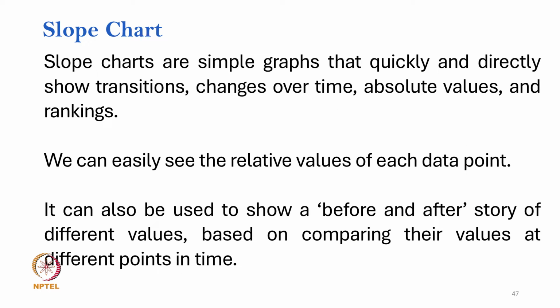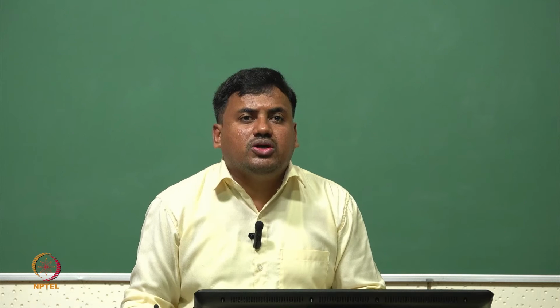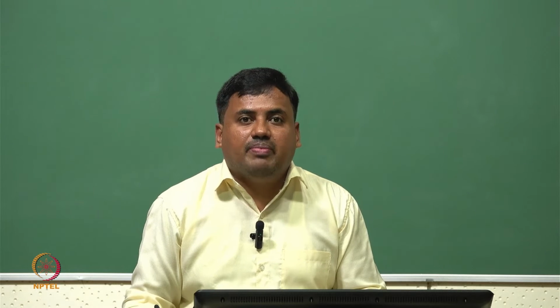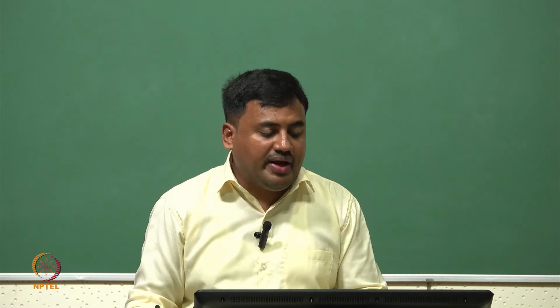Slope charts. Slope charts are simple graphs that quickly and directly show transitions and changes over time, in values and rankings. Then we can easily see the relative values of each data point. It can also be used to show a before and after story of different values by comparing their values at different points in time.